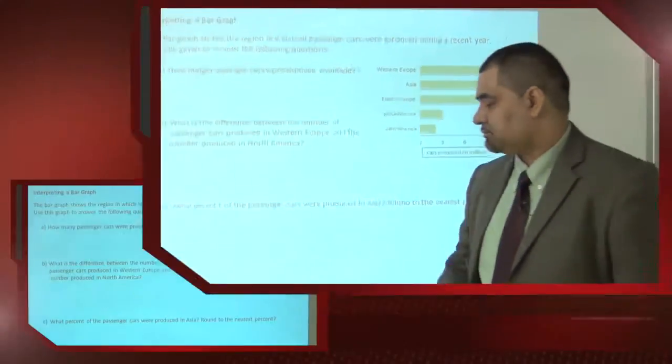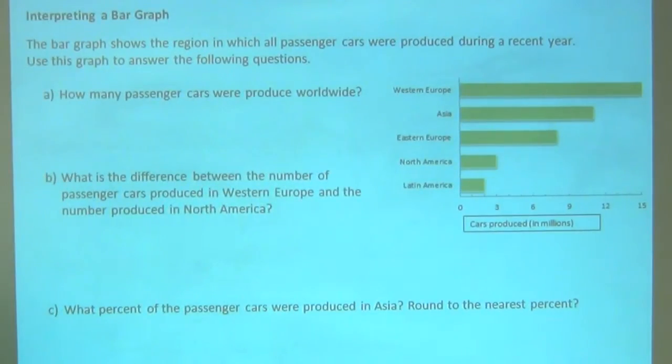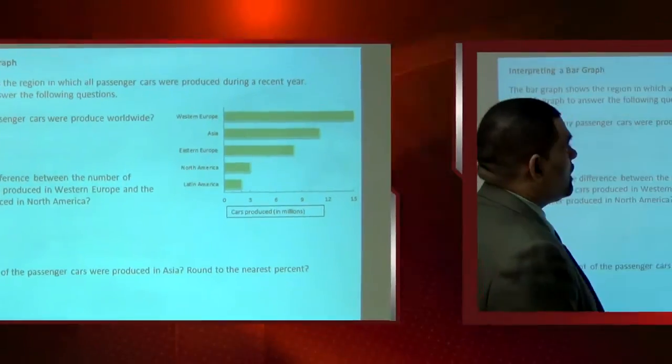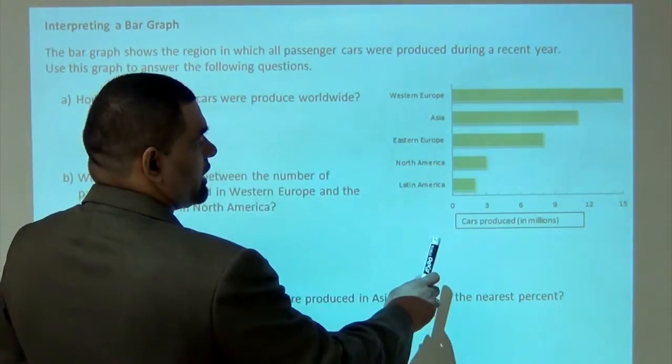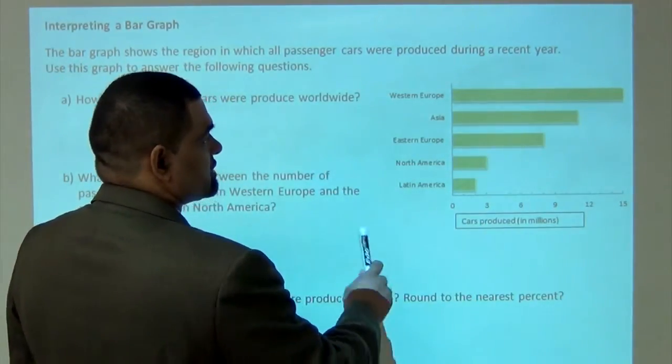Now, let us get started by looking at this example. The bar graph shows the region in which all passenger cars were produced during a recent year. Use this graph to answer the following questions. Before we attempt to answer any question, let's look at the graph. On this graph, we have the regions where the cars were produced and the productions of cars in millions.